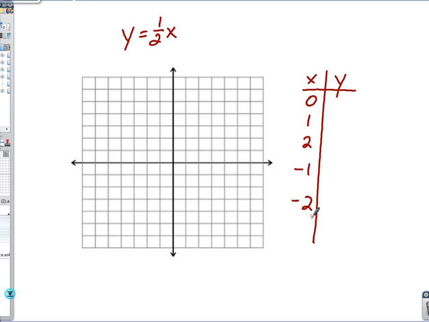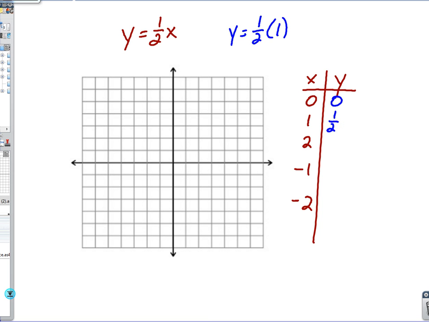And here's what we're going to do. We're going to take each of those x values, such as the first one, x equals 0, and plug that in. Instead of y equals 1/2 x, I have y equals 1/2 times 0. And we all know that 1/2 times 0 is 0. My next x value is 1, and I'm going to do the exact same thing. Instead of y equals 1/2 x, I now have y equals 1/2 times 1, which is 1/2.